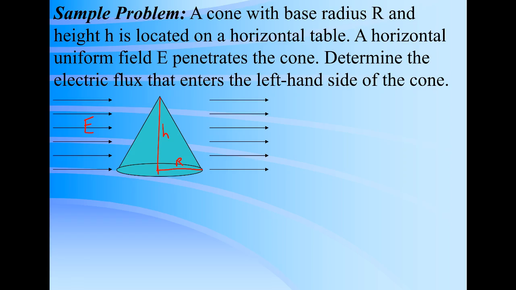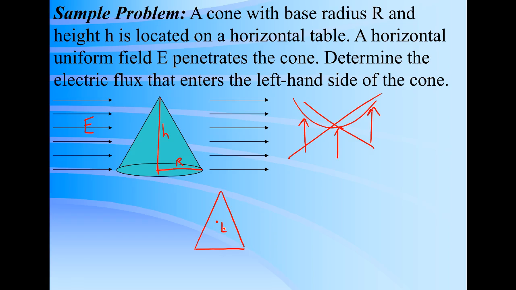Well, it looks like this is going to be a really tough problem because all these vectors are going to be hitting the sides at different angles. As you go around the face of the cone, one will be coming in like that and like that and like that. Turns out we don't have to worry about that because as far as this field is concerned, the field just sees a triangular area and it's going into it. And this area has a height of h and a width of 2r.